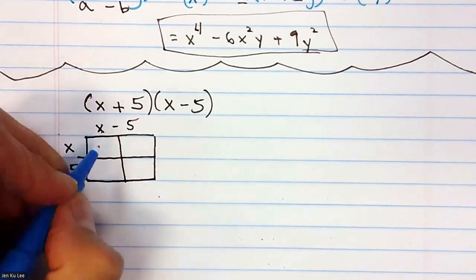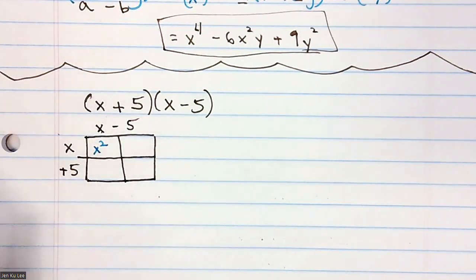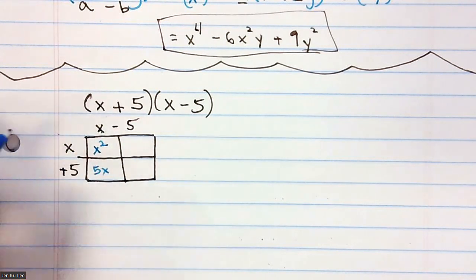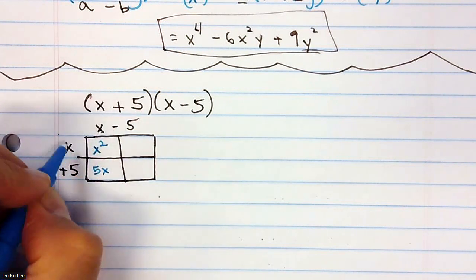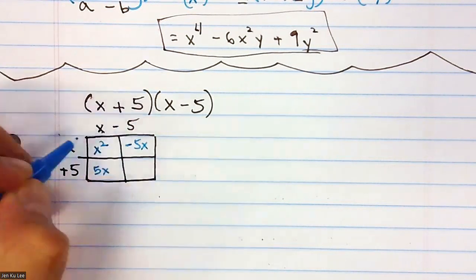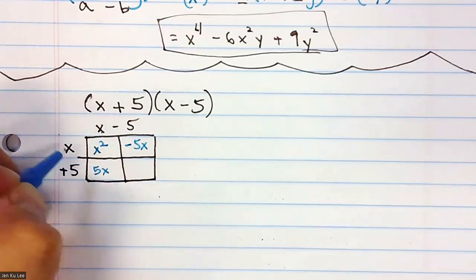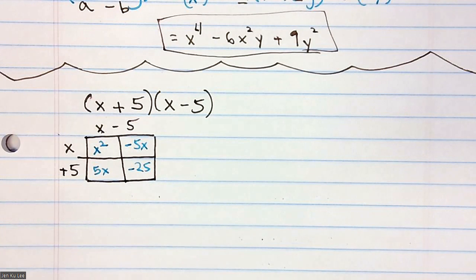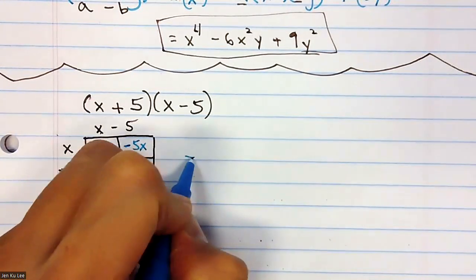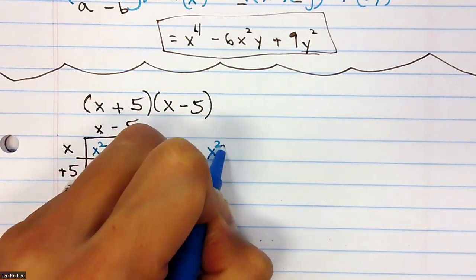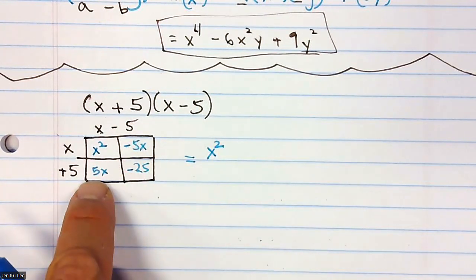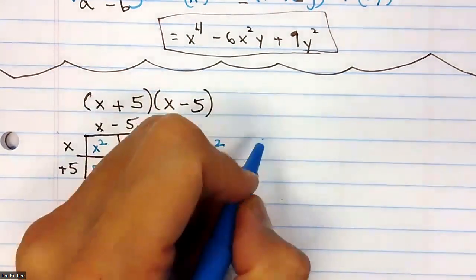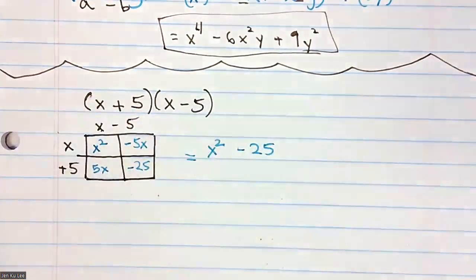X times x is x squared. X times 5 is 5x. Negative 5 times x is negative 5x. And then negative 5 times positive 5 is negative 25. Right? So that's going to be x squared. My like terms are negative 5x and 5x, which they just cancel out. And you're left with minus 25. Right?